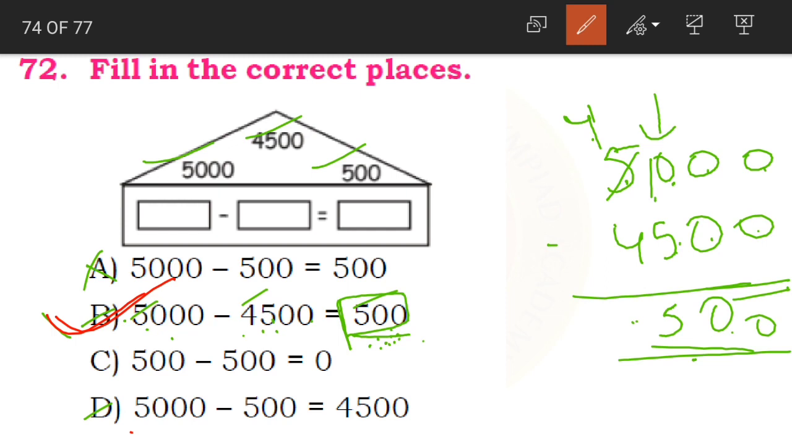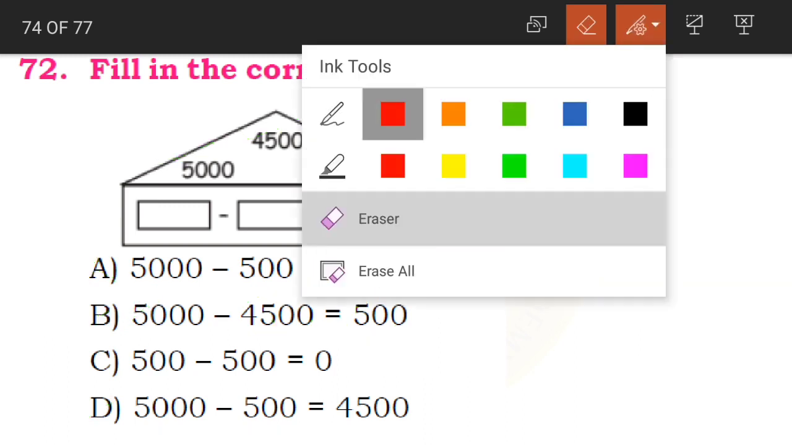But if you observe carefully, option D also is correct. See, just now we did, right? 5000 minus 500.